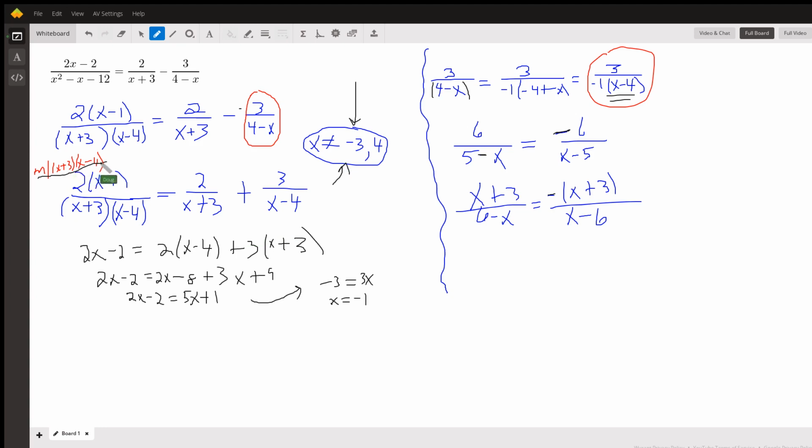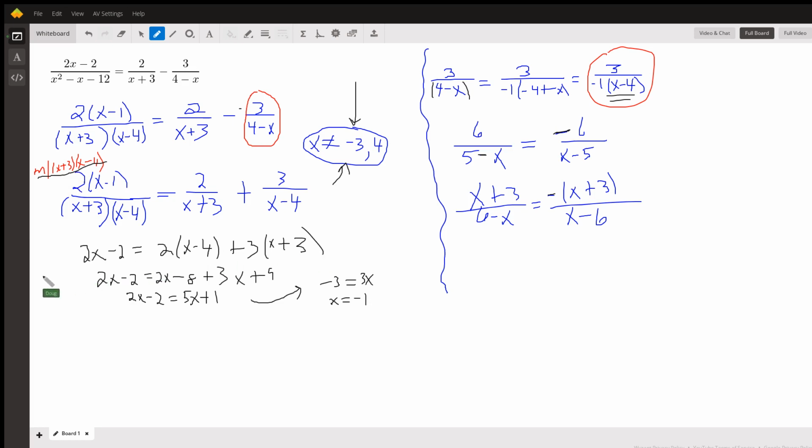When I multiply this LCD times this first fraction, both the x plus 3 and the x minus 4 cancel out. I'm just left with these factors in the numerator, which I went ahead and redistributed the 2 over the x minus 1. When I take this LCD times the first term on the right of the equal sign, the x plus 3's cancel out. So I have 2 times the quantity x minus 4 remaining from this term. And when I take the LCD times this term, the x minus 4's cancel out, and I get 3 times the quantity x plus 3.